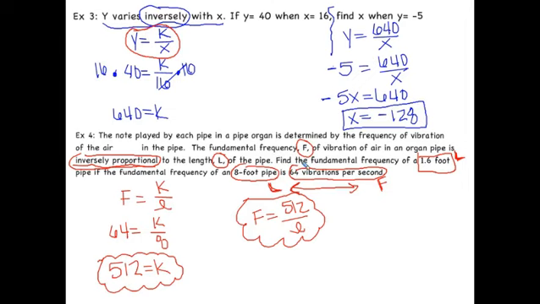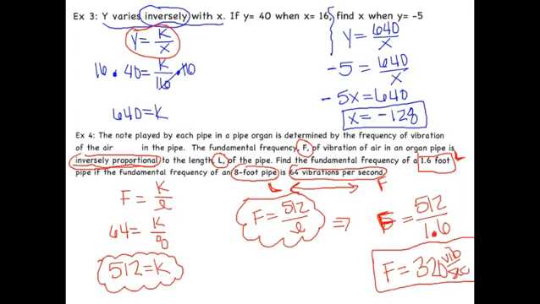So now let's answer the question. Find the fundamental frequency. So we're trying to find F, if we have a 1.6 foot pipe. If that's a length, we can put that in for L. I don't know why I wrote 5 there. That should be F. F equals 512 over 1.6. So in this specific case, if we were to have a 1.6 foot pipe, we would have a frequency of 320 vibrations per second. So we can use this idea of being inversely related, this opposite or division relationship between the frequency and the length of the pipe, to help us figure out any piece of information we need to know about this specific scenario.